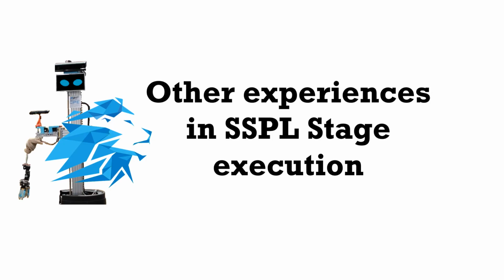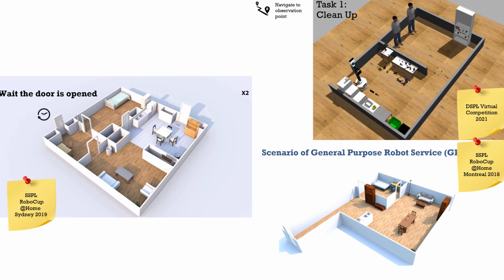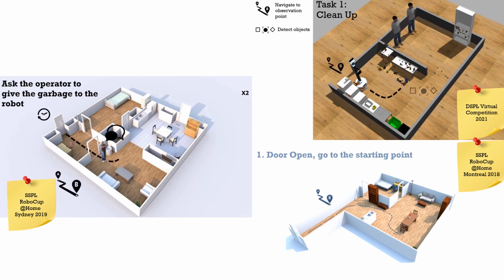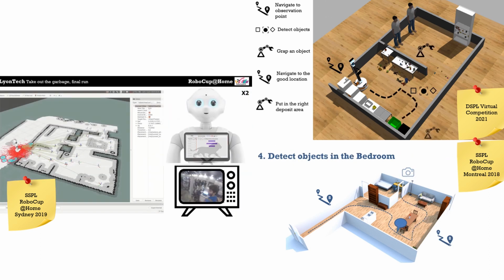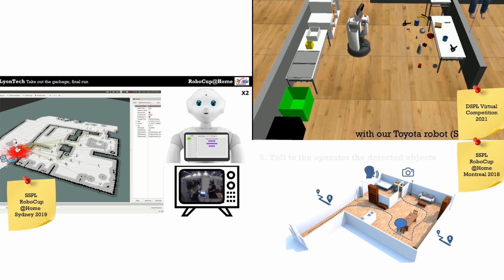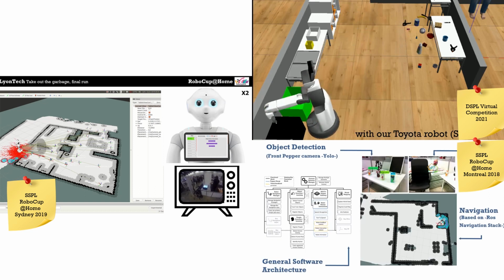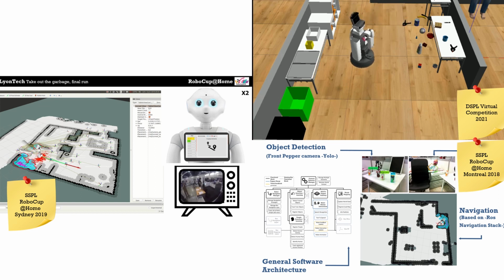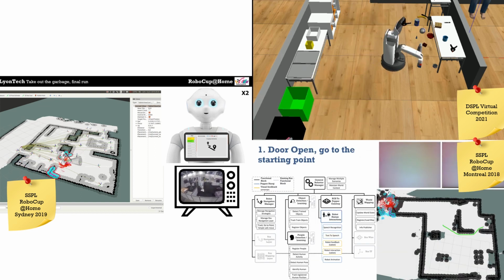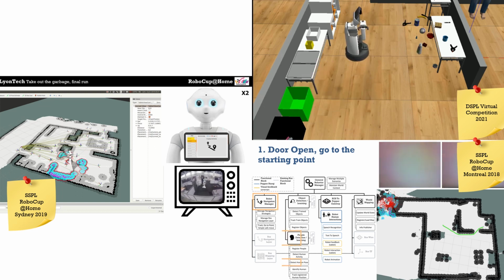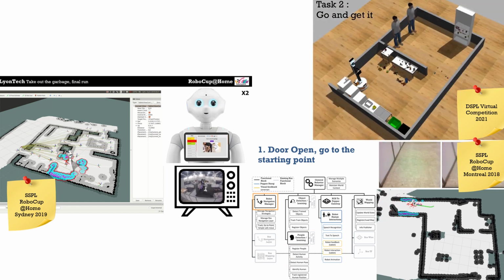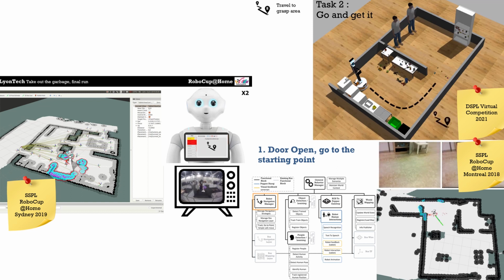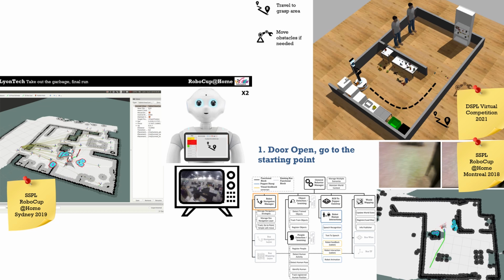Here are a few other ATOM scenarios we perform with different robots. On the left you can see our Pepper robot adding points to the bar game in the Take Out the Garbage trial in Sydney. On the top right corner, you can see the Toyota HSR robot performing the cleanup scenario for the simulated SSPL League in 2021. On the bottom right corner, Pepper is performing a task as a General Purpose Service Robot, commonly called GPSR, here in Montreal in 2018. I let you admire the end of those scenarios, and I take back the microphone in half a minute.